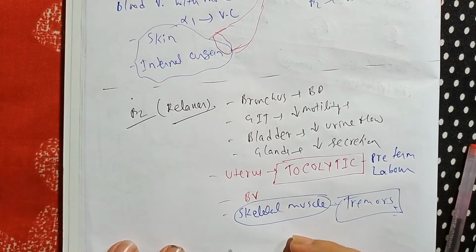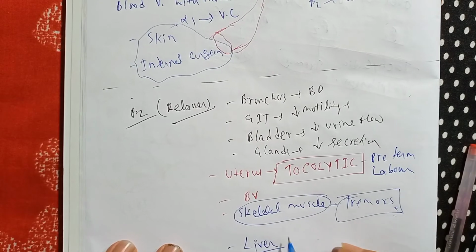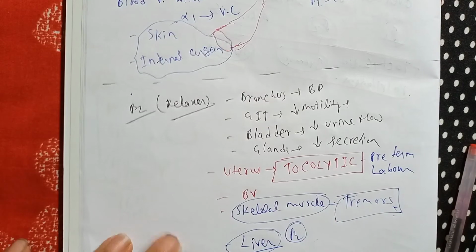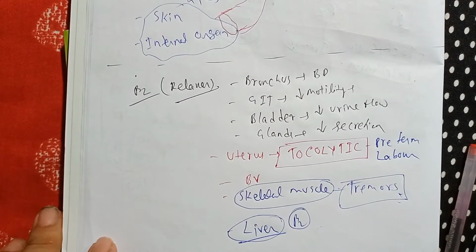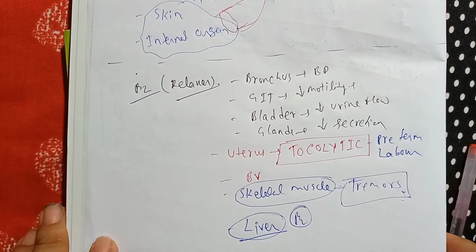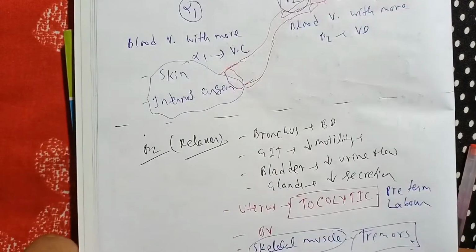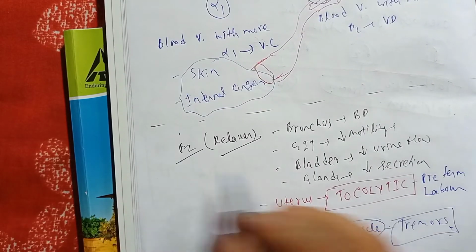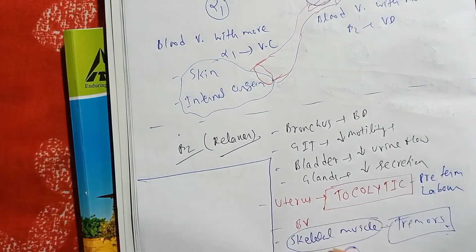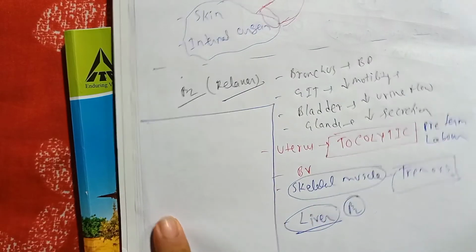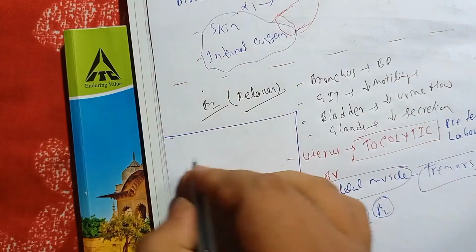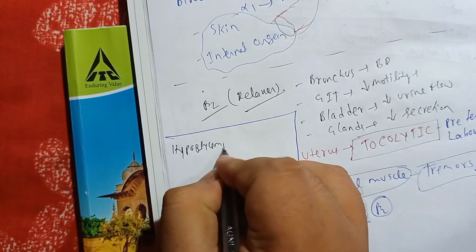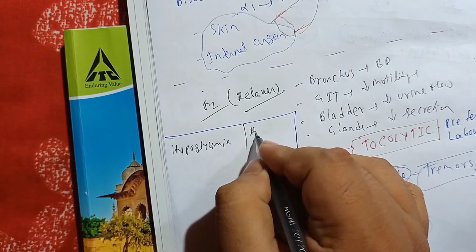Now we will know about the last thing, that is the liver. The function of the beta 2 receptor on the liver. Before understanding the function on the liver, we have to know about two conditions, hypoglycemia and hyperglycemia. It's very, very important to know regarding hypoglycemia and hyperglycemia. These two terms are very familiar.